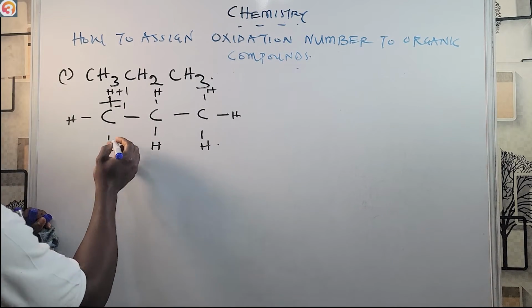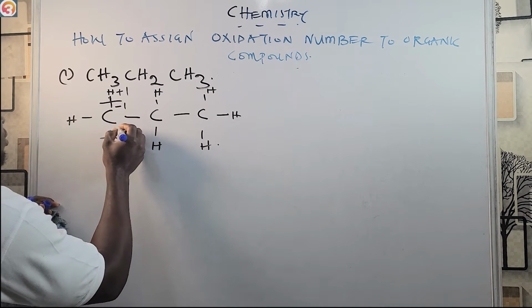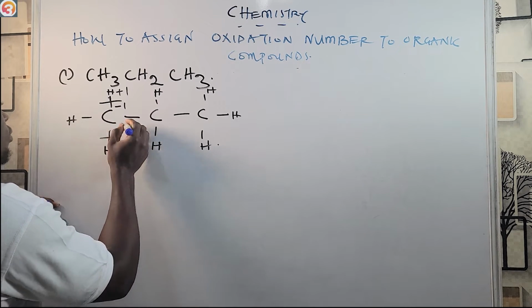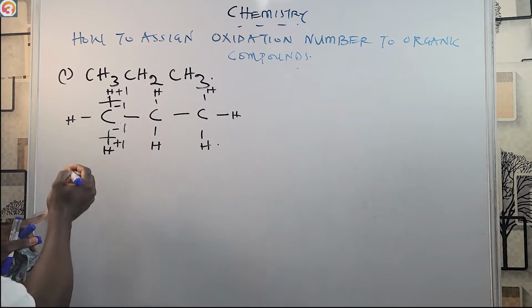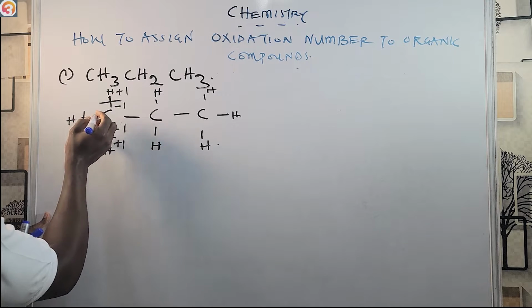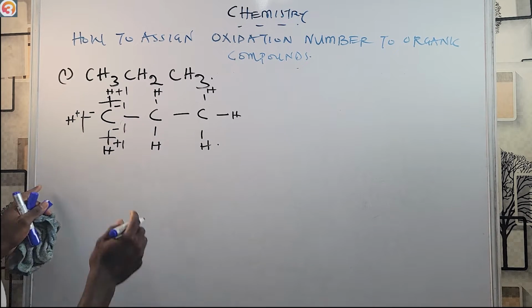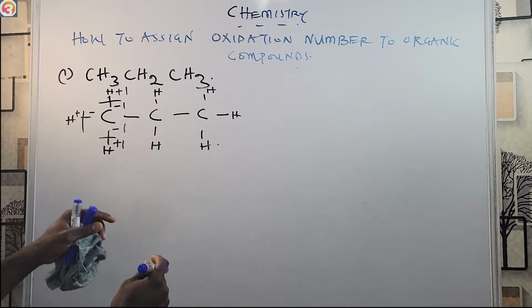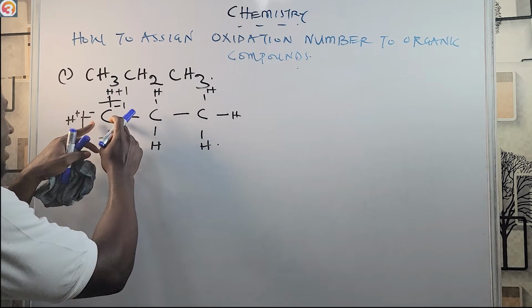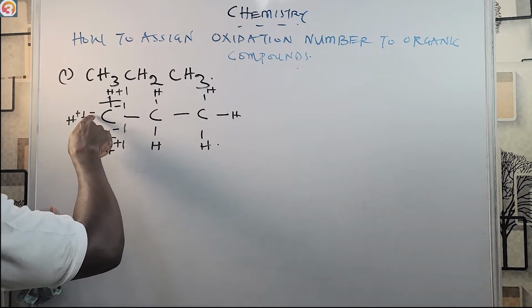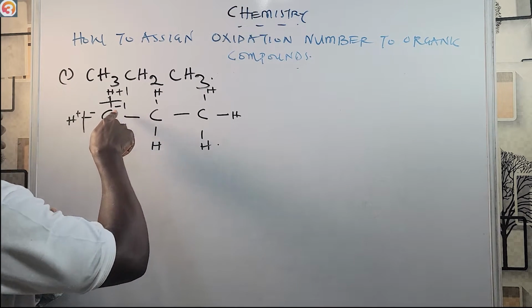Now, let's see for this. When you break this carbon to hydrogen bond, here is negative, sorry, -1. Here is +1. All right, -1, +1. If you break this bond here, right, here is negative, here is positive. Okay, so that means what we do now, you calculate the oxidation number of this central carbon atom. If you calculate, this is minus, this is minus, this is minus. So -1 plus -1 plus -1.